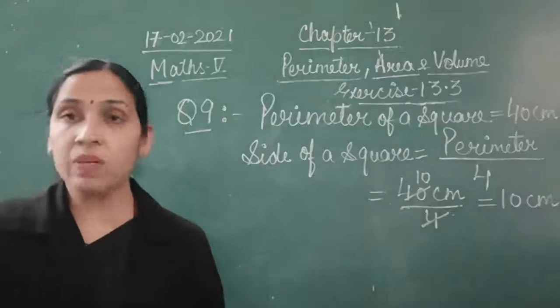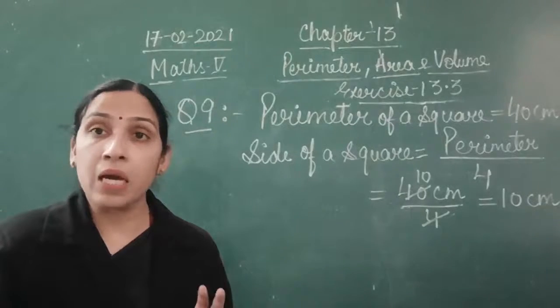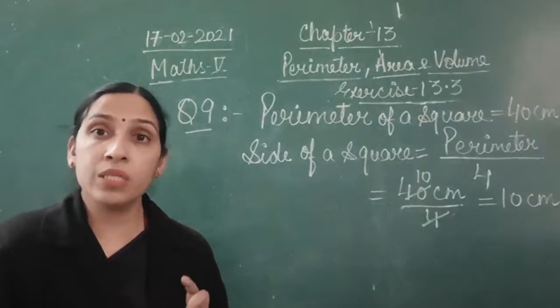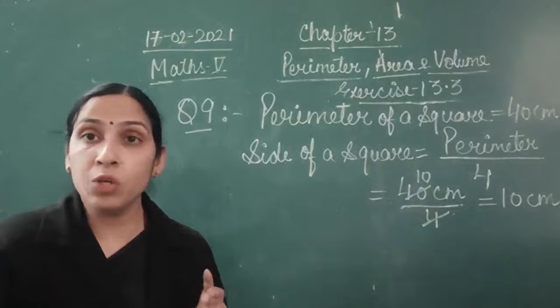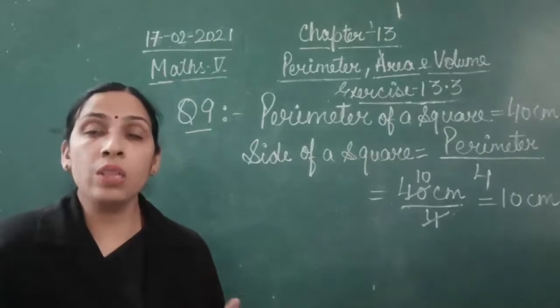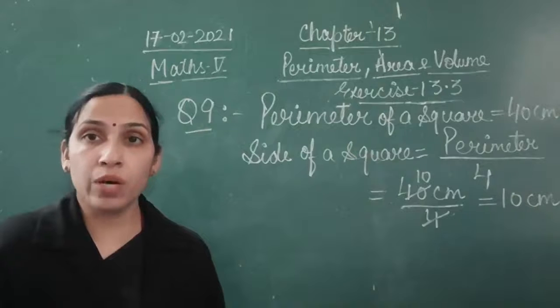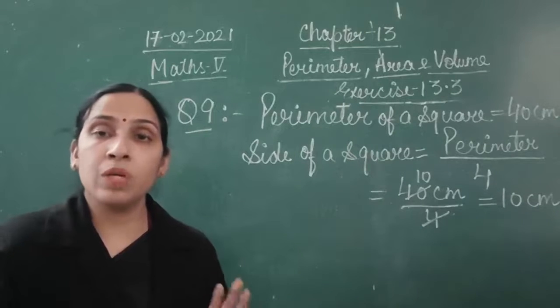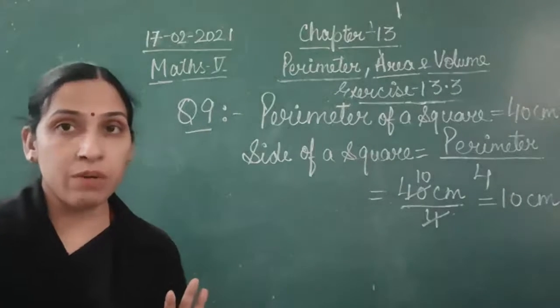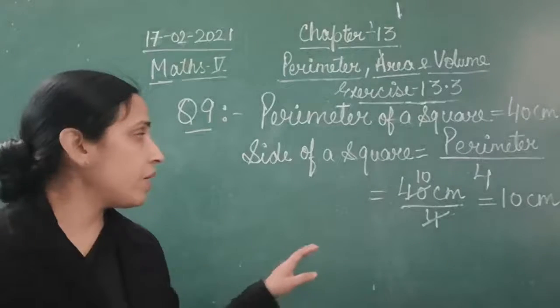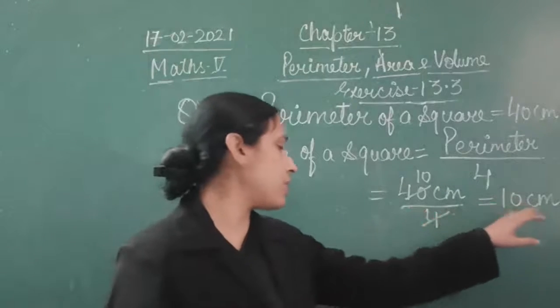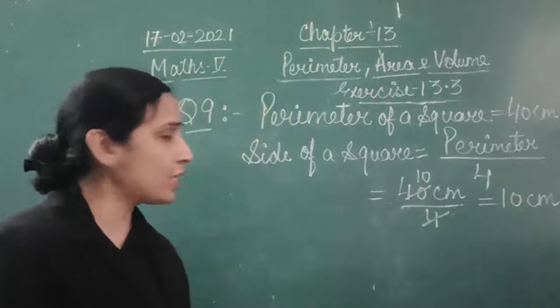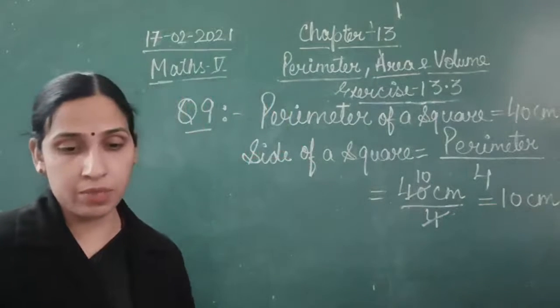If you have been given the perimeter of a square and you have to find the side, we know that all 4 sides of a square are the same. So the perimeter will be divided by 4. We have done this division, 4 tens are 40. Now the side of the square is 10 centimeter.